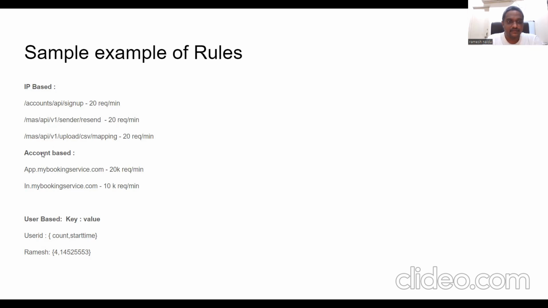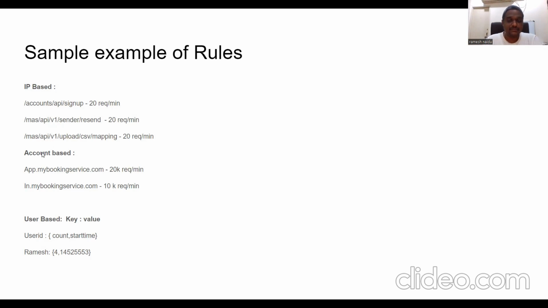Whereas in the account base, I globally classify for a particular domain. So for app.mybooking.service.com, I have 20K requests per minute. At any point of time, I can allow 20K requests in a minute. It could be from any of the APIs, from any of the IPs, so this is a global configuration. Similarly, in.mybookingservice.com, this is 10K requests per minute. So this is a global level configuration. This is an endpoint level configuration.